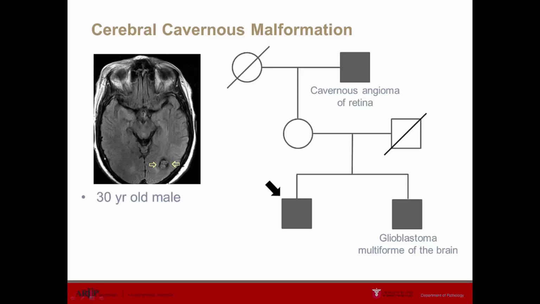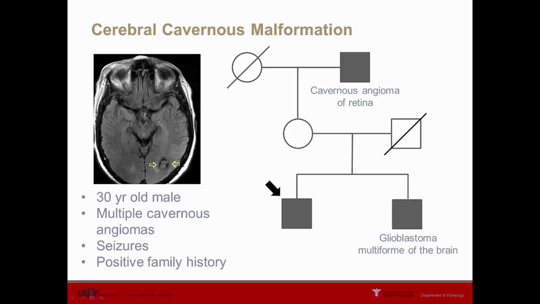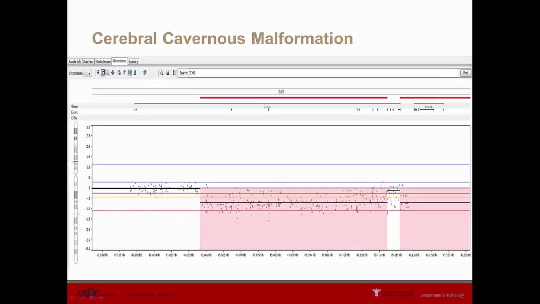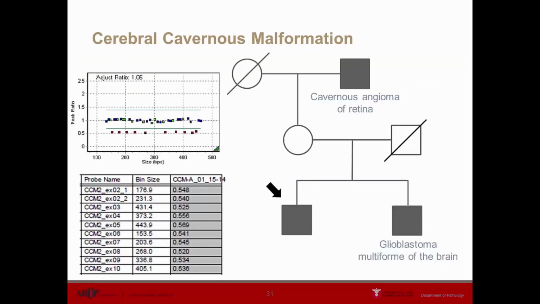So this was a 30-year-old male with multiple cavernous angiomas and seizures, the most severely affected. And when he was run on our CCM panel, there was a deletion in the CCM2 gene, which our genetic counselors could then go back and point the physician to running just MLPA analysis of that one gene on the remaining family members and show.